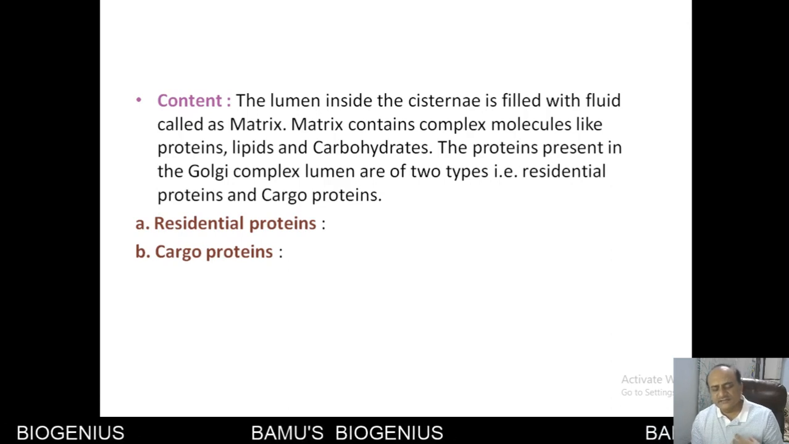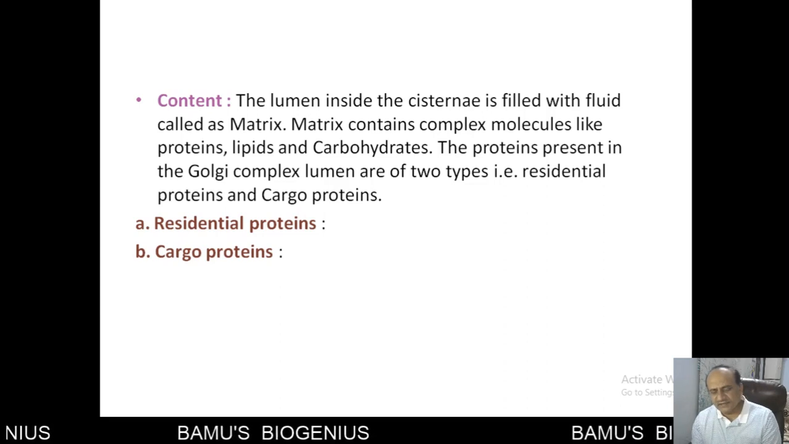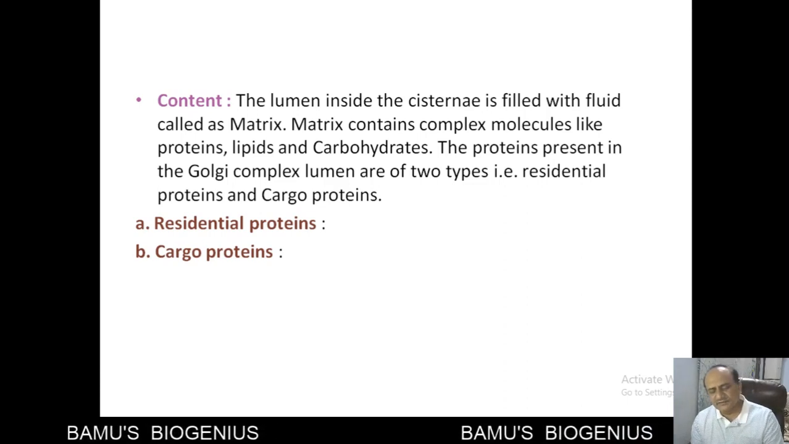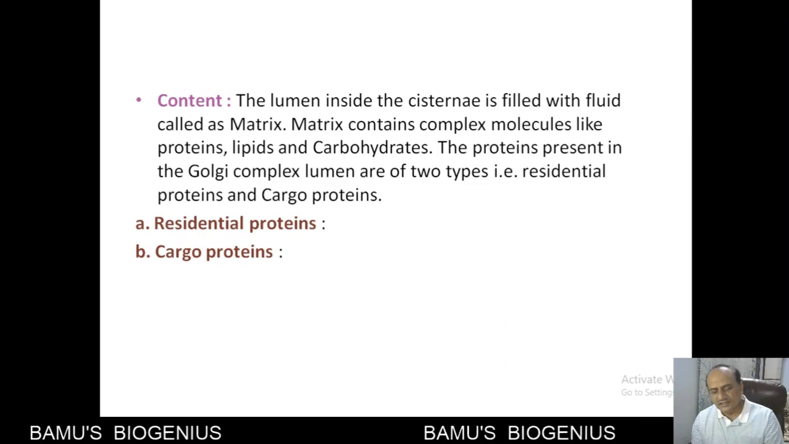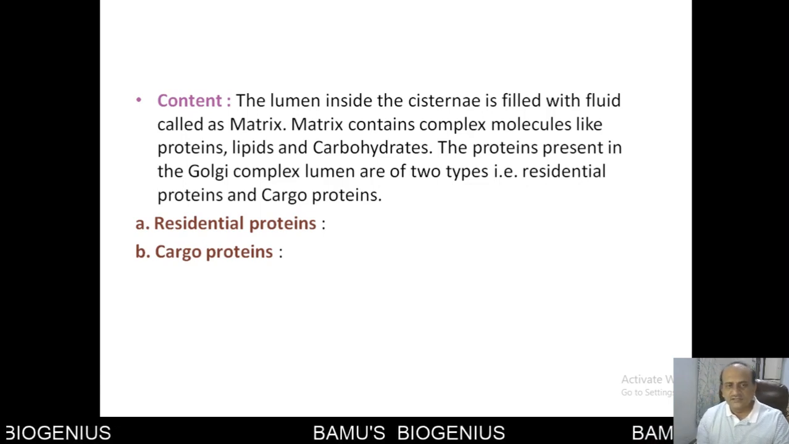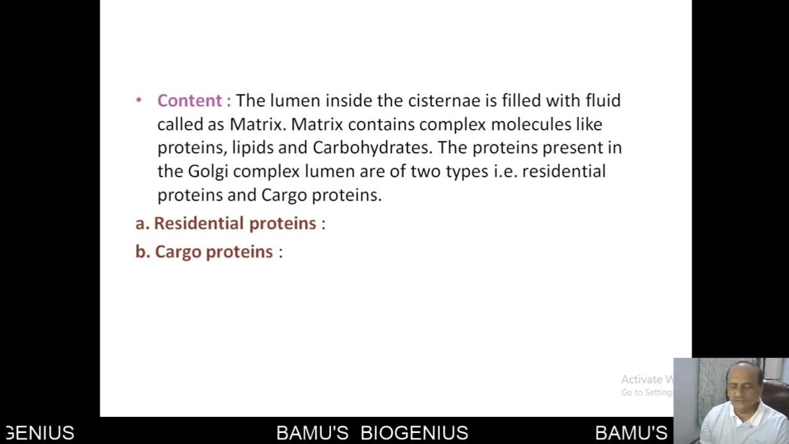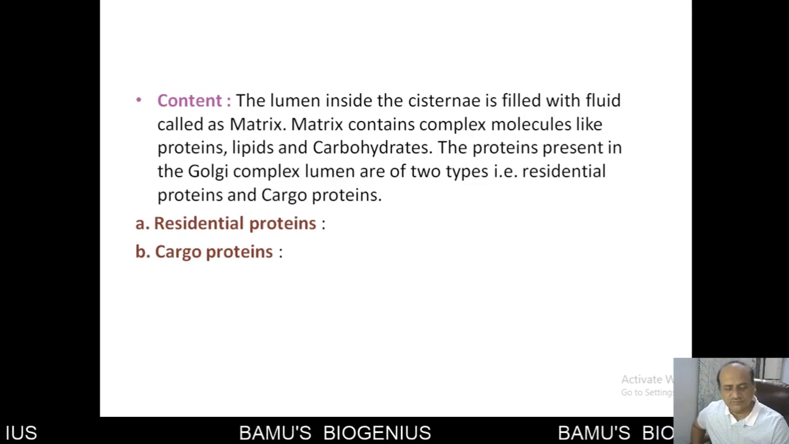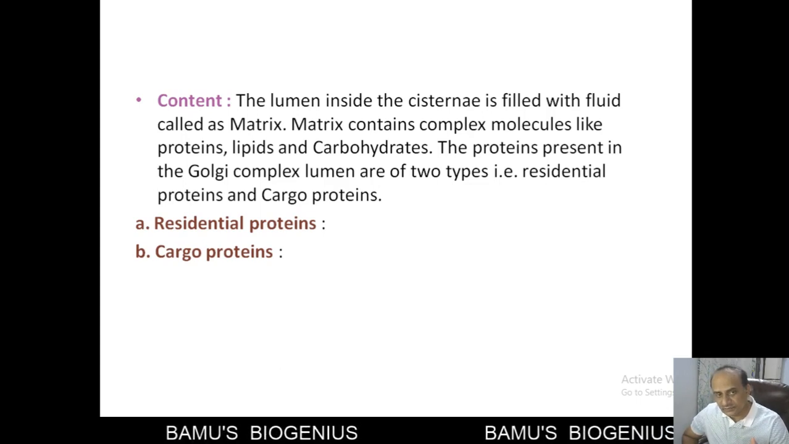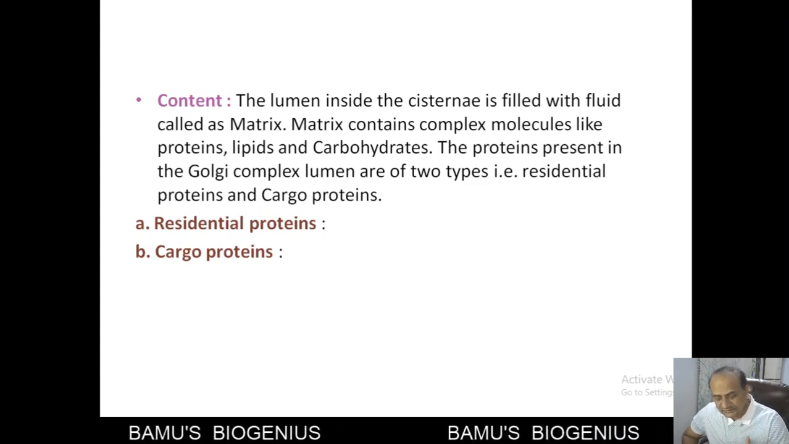That means they are synthesized in an endoplasmic reticulum. Then they travel via vesicles to the cis phase of the Golgi cisternae or a Golgi complex, and then they form a cisternae. Then this cisternae moves towards the trans phase, and from trans phase this cisternae gives rise to smaller vesicles, and these vesicles then fuse with the plasma membrane. So what is the purpose of this?